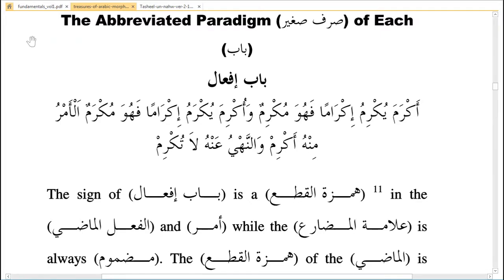In this lesson, we will be learning Bab If'al. This is one of the Bab If'al. And this is Sarf Saghir.